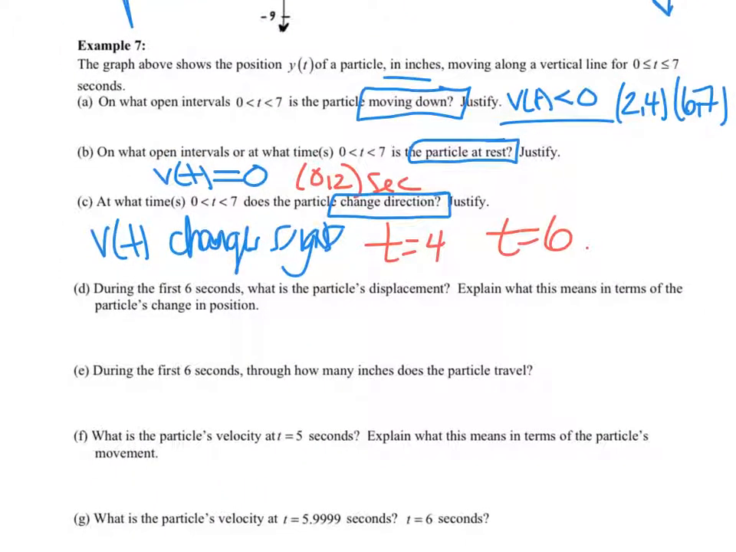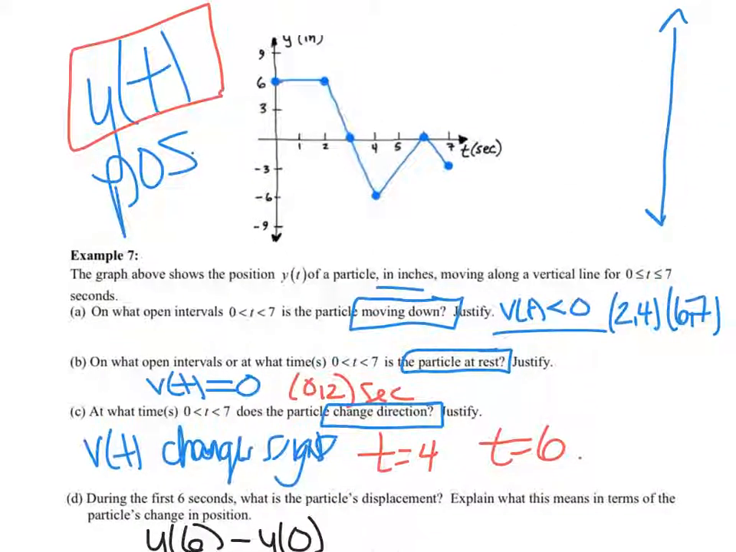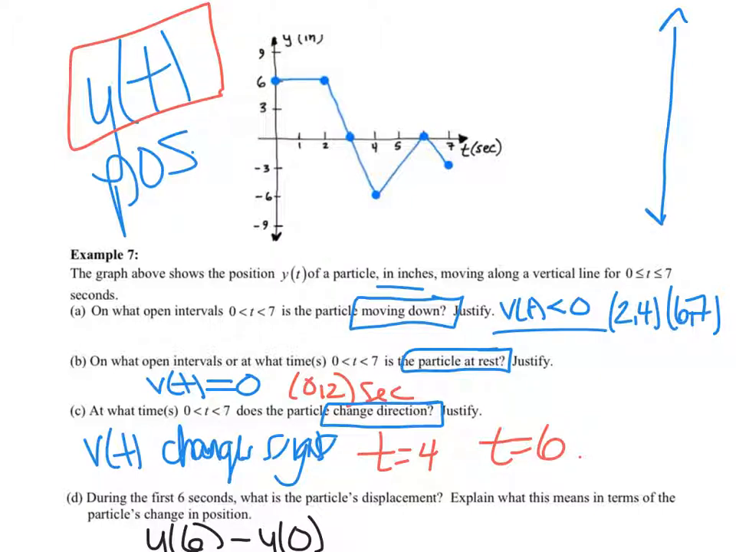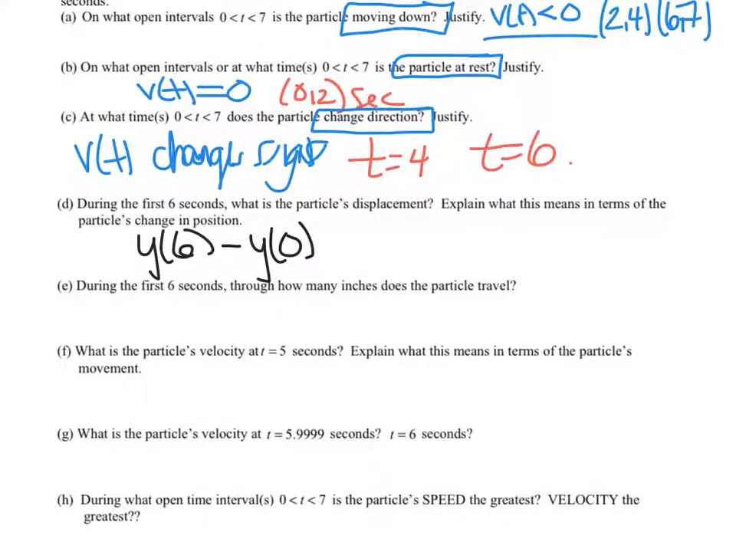All right, keep chugging here. During the first 6 seconds, what is the particle's displacement? Explain what this means in terms of the particle's change in position. So my displacement in the first 6 seconds would be y of 6, the position at 6, minus the position at 0. And let's see what we know. The position at 6 is 0, and the position at 0 is 6. So I would say my displacement is negative 6 inches because my position is measured in inches.